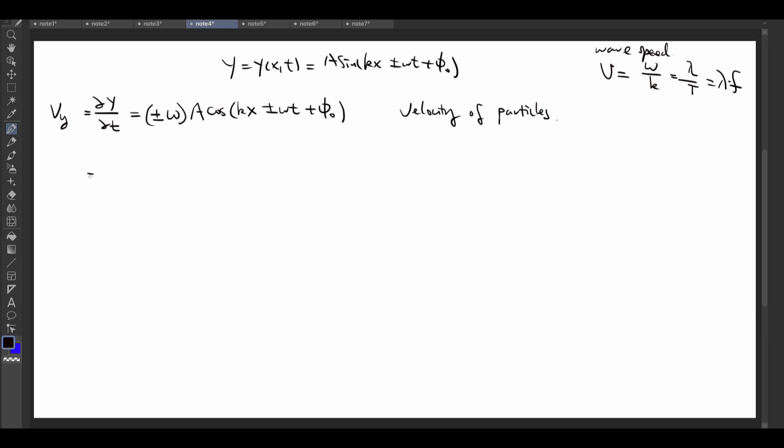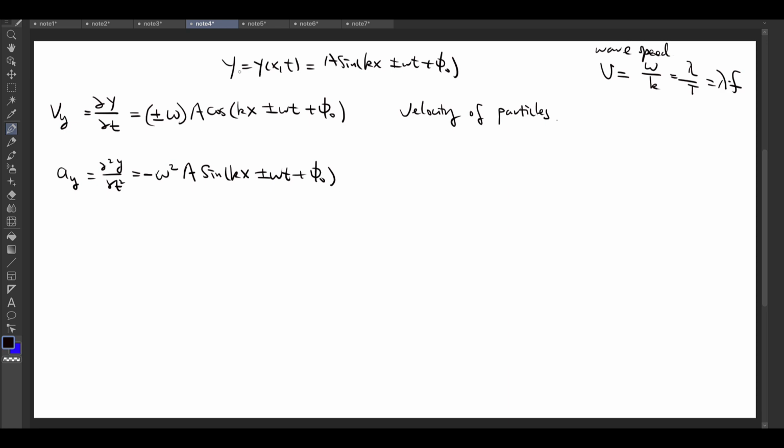Now, if I take the second derivative of y with respect to time, then I get negative omega squared, where the negative sign comes from the cosine derivative, times A sine(kx plus-or-minus omega t plus phi naught). And that's called ay, the acceleration of the particles along this direction.